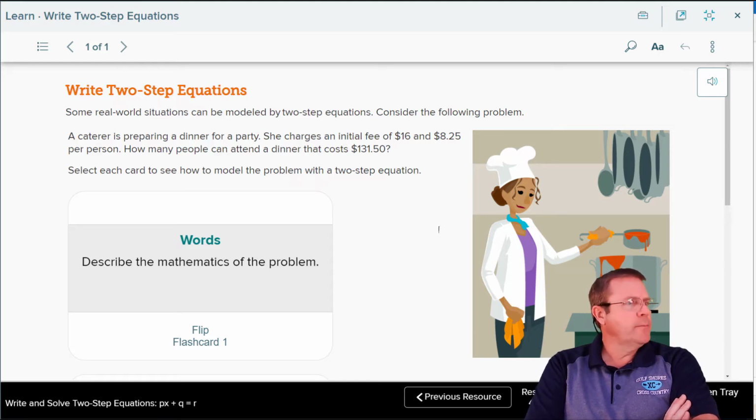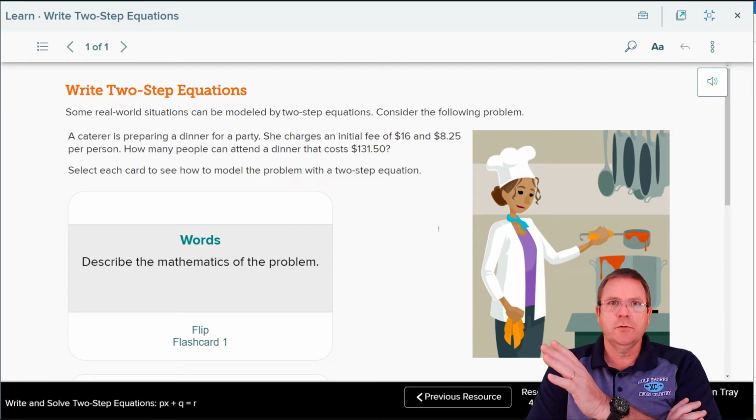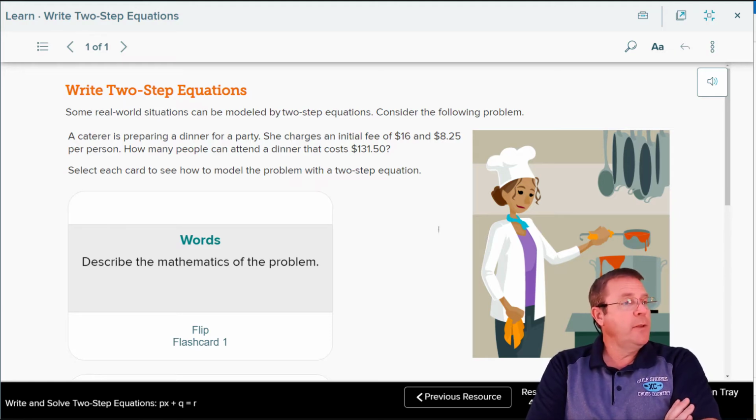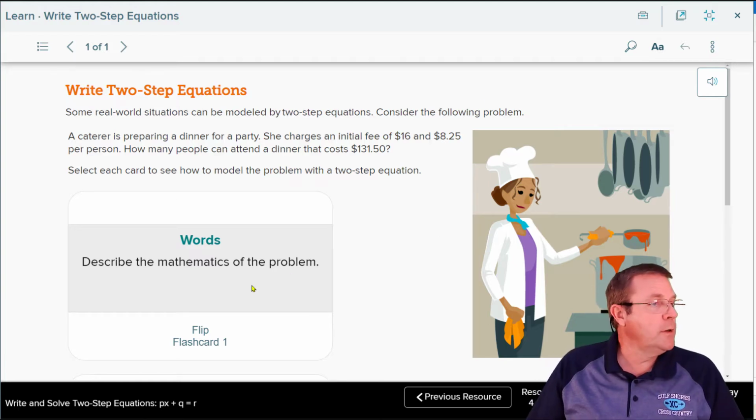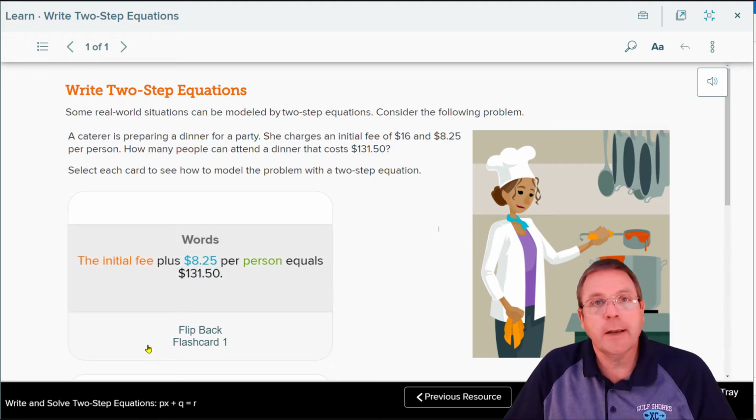Consider the following. A caterer is preparing a dinner party. She charges an initial fee of $16. That's $16 just to do business with her, which is dirt cheap for a caterer. And $8.25 per person after that. How many people can attend the dinner party that costs $131.50? So first thing we need to do is describe the mathematics in words.